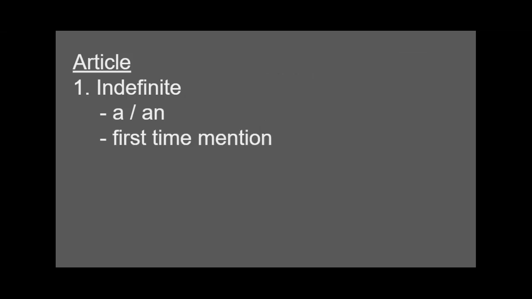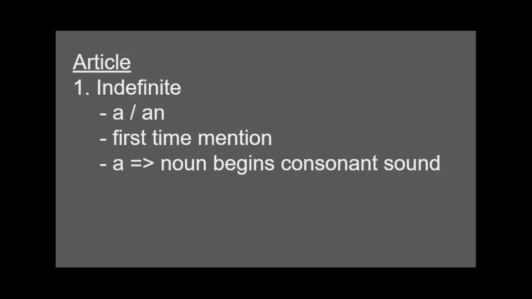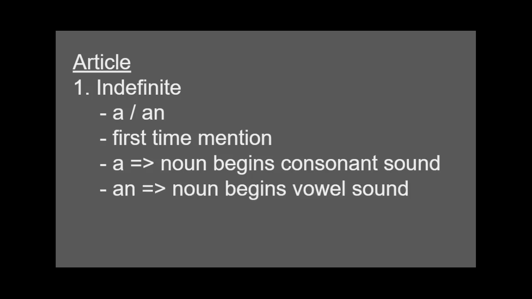Let's see some types. First and most used type is the article. I know you have an idea about articles, but I'll talk about them to make your base stronger. First type is the indefinite article, and they are a and an. When something is mentioned for the first time, we use a or an. A is used when the noun begins with a consonant sound or consonant. And an is used when the noun begins with a vowel sound or actual vowel.